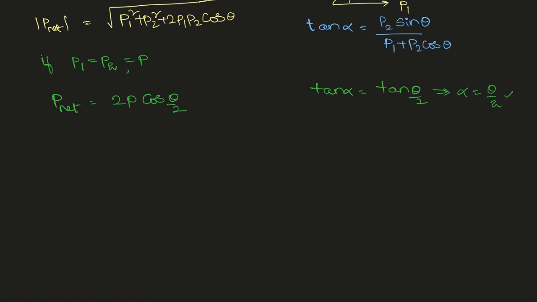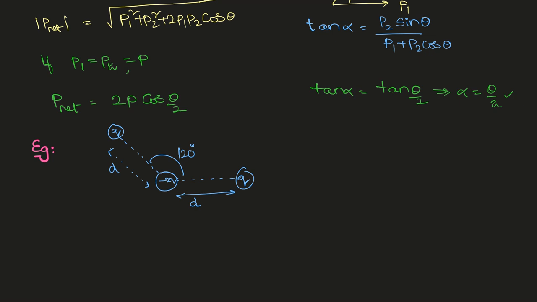I'll give you one example based on this. Just look at this example. There are two dipoles: there is one charge minus 2q and another charge q, at a distance d, and another charge q is also placed at a distance d, and these two are inclined at an angle of 120 degrees.